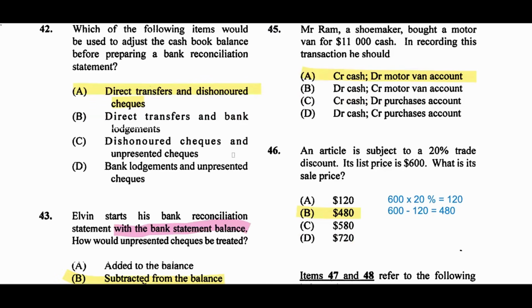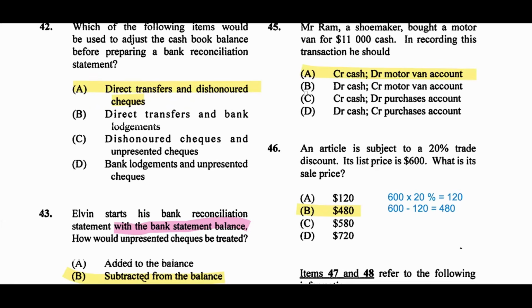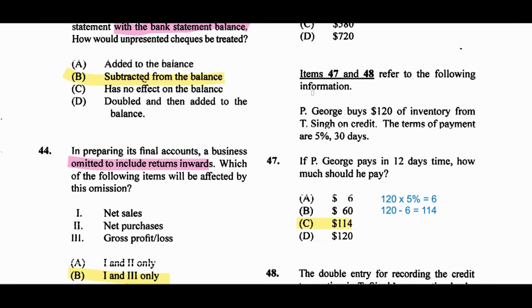Question 46. An article is subject to a 20% trade discount. List price $600. What is the sale price? Right, guys, so let's subtract the discount. 600 multiplied by 20% is going to give us 120. That's your trade discount. 600 minus 120, sale price should now be $480.